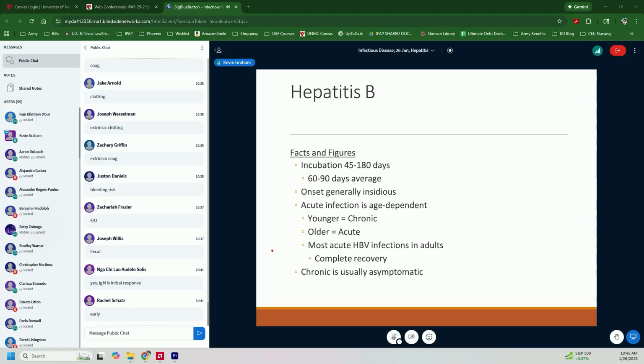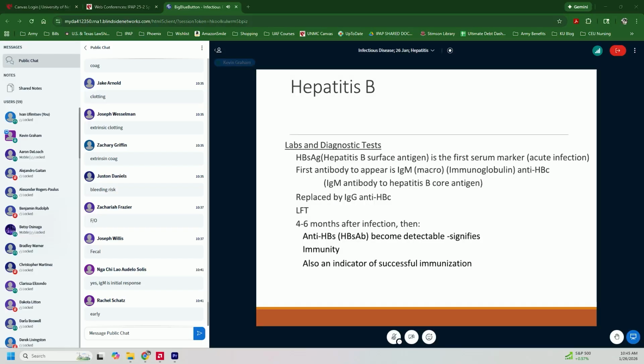Most of the time, if you have an acute hepatitis B infection, it is in an adult, and they tend to have pretty good recovery. The problem with hepatitis B is it has such chronic complications if it goes untreated and undermanaged.